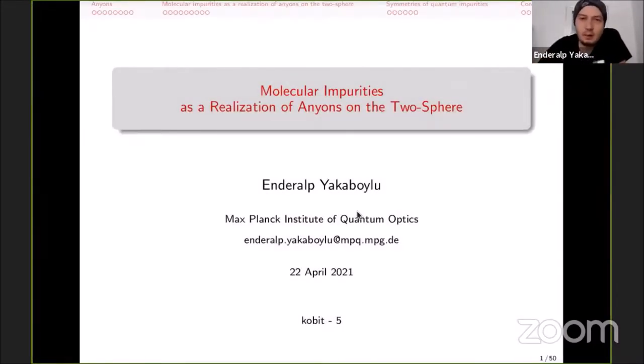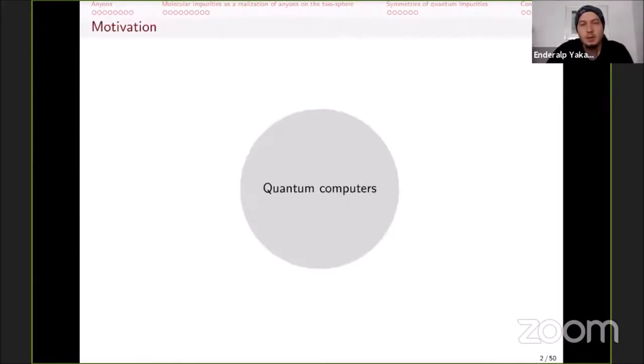So I will talk about anyons, particularly anyons on the two-sphere, and I will try to realize these anyons in terms of molecular impurities. So let me start with my motivation. As you know, all over the world, the main research is going in the direction of quantum computers. All over the world, there are lots of groups working on it. In fact, from the conceptual point of view, all these tools are somehow well established. But from the physical point of view, from the experimental point of view, there are some problems.